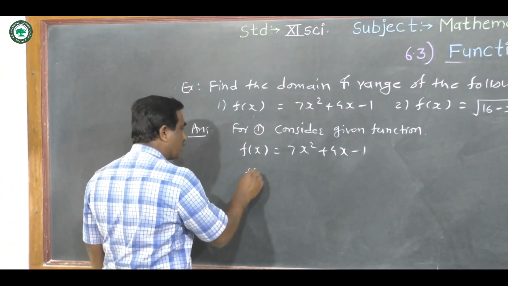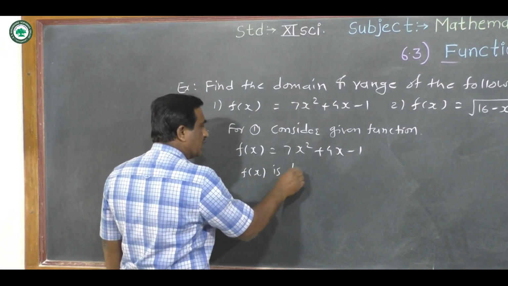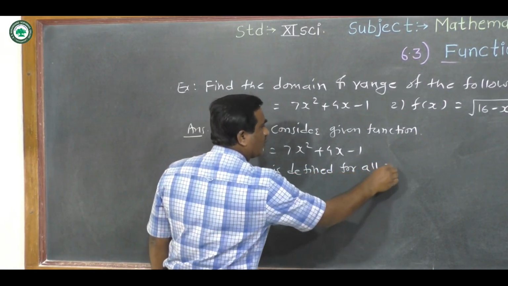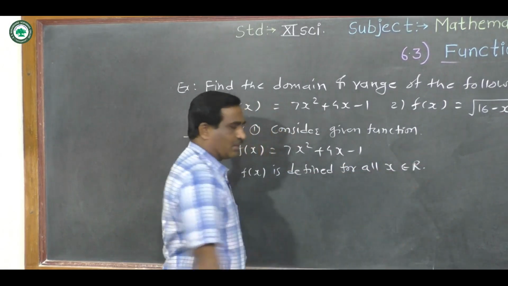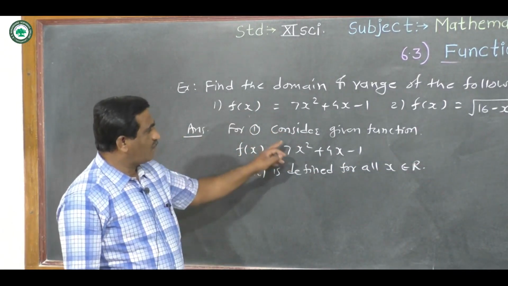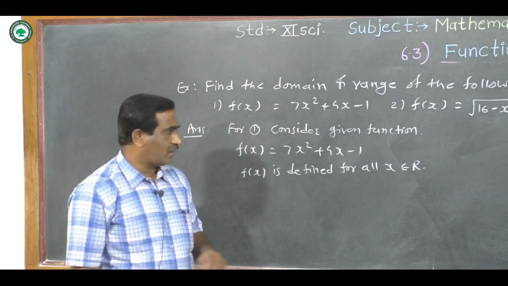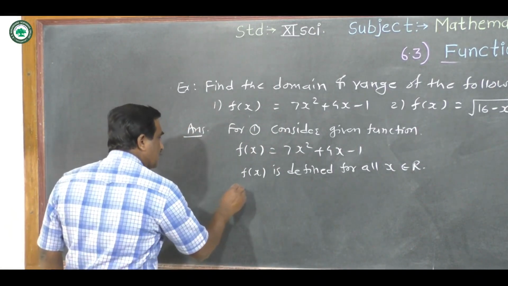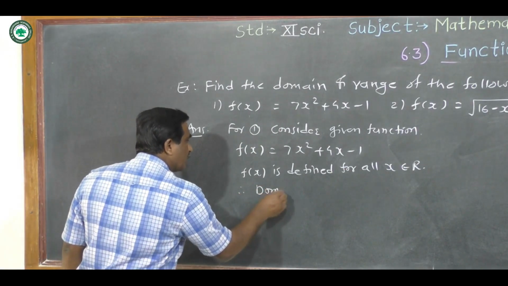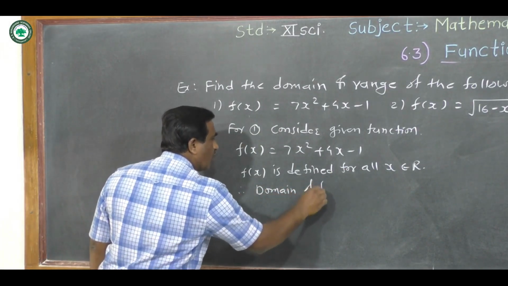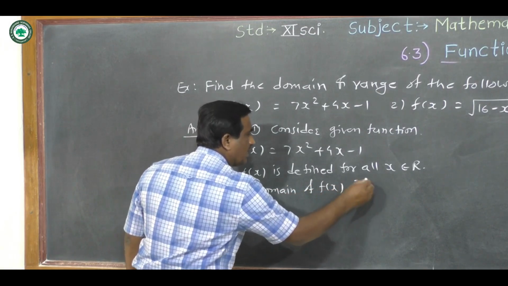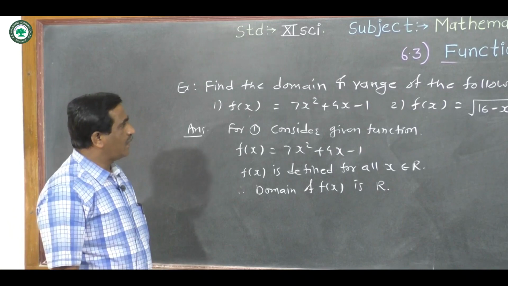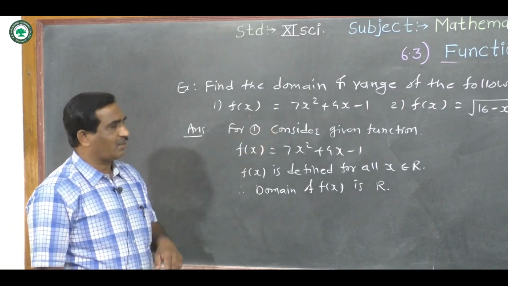F of x is defined for all x which belong to R. Therefore the domain of this function is R, the set of real numbers. Domain of the function is R. Therefore domain of f of x is the set of real numbers R. Okay, now we have to find the range for this function.